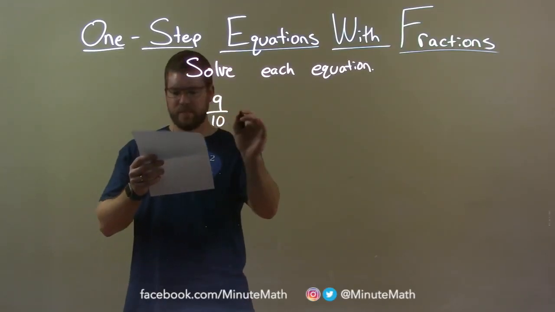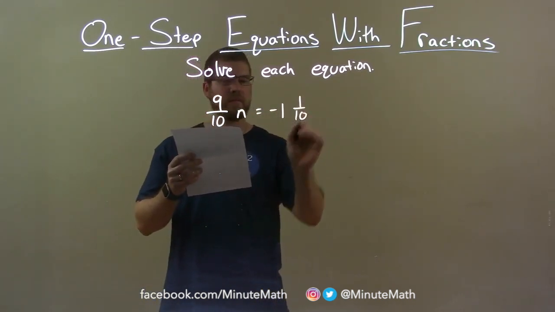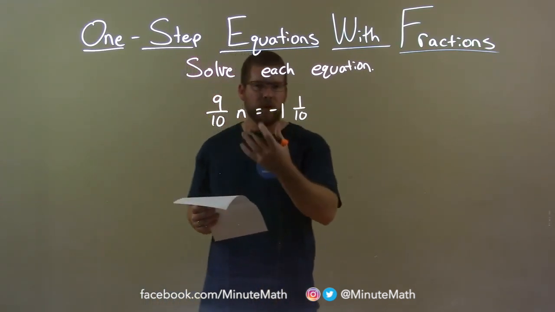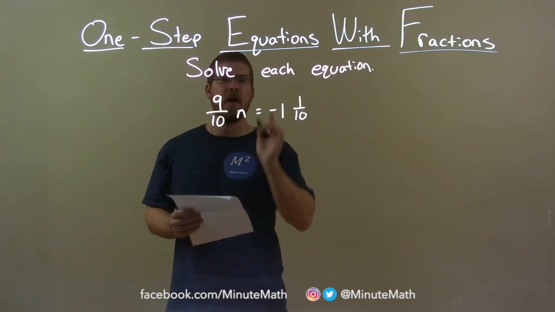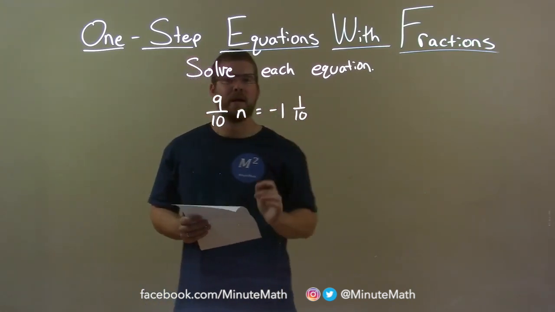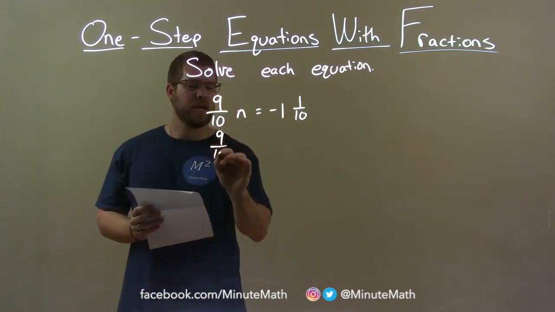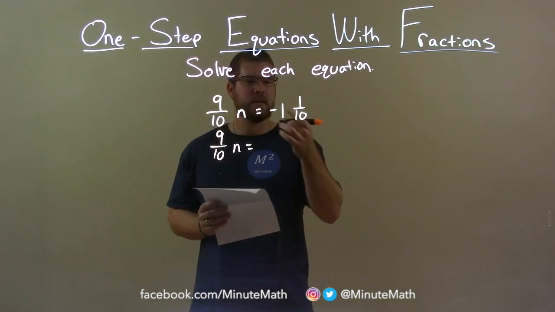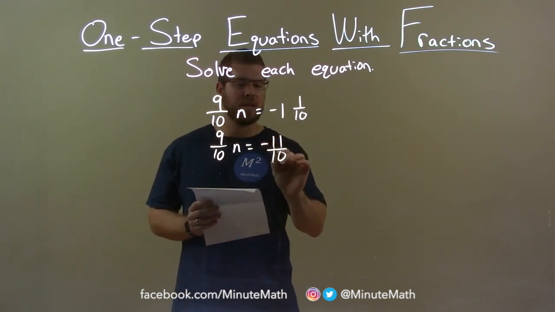9 over 10 n equals a negative 1 1/10. Well, I know we have 9 over 10 here, and to get rid of that and have n by itself, I'm going to multiply both sides by the reciprocal. But before I do that, I'm going to convert the right-hand side to an improper fraction. I find that easier. So 9 over 10 n equals, we can write this as an improper fraction. 10 times 1 is 10, plus 1 is 11. So we have a negative 11 over 10 here.